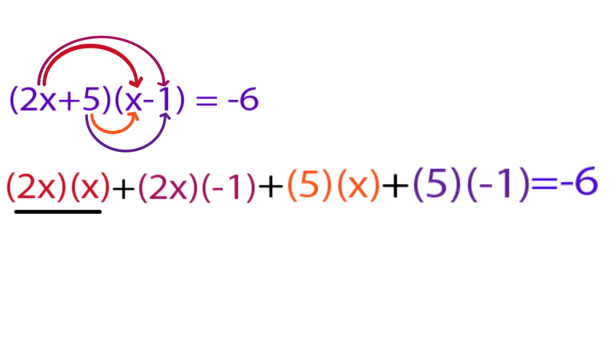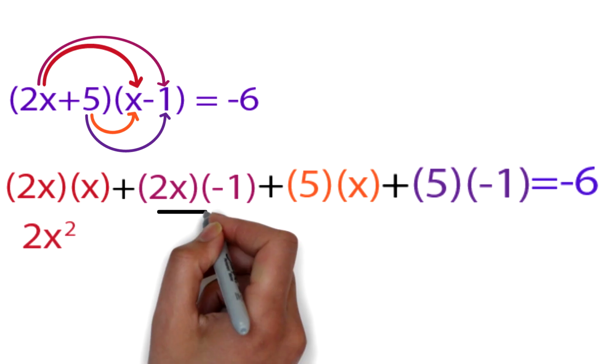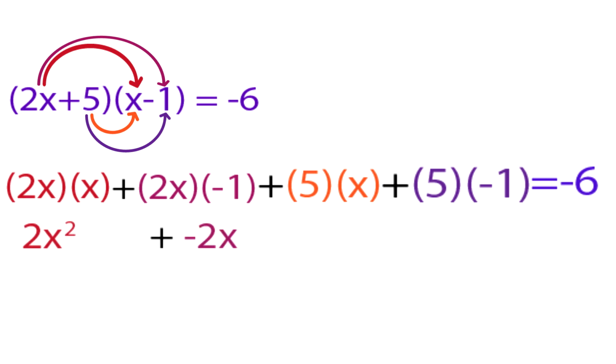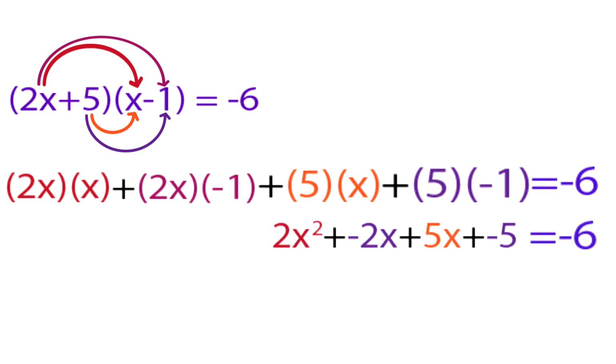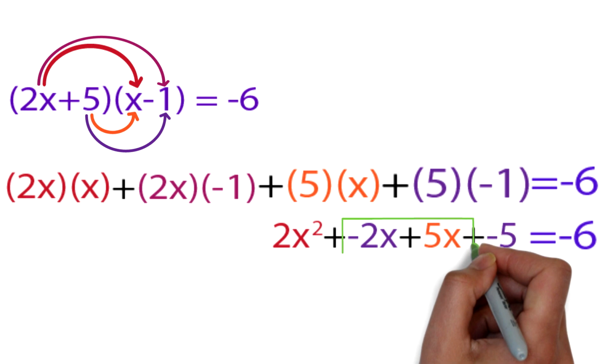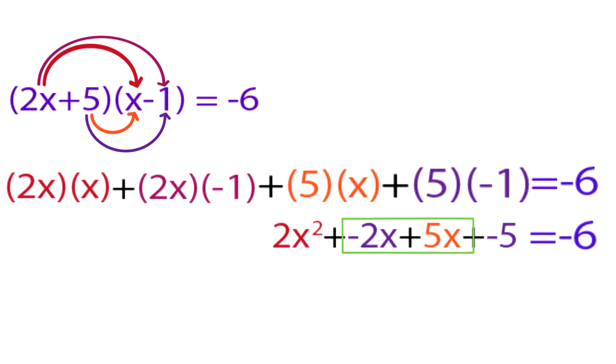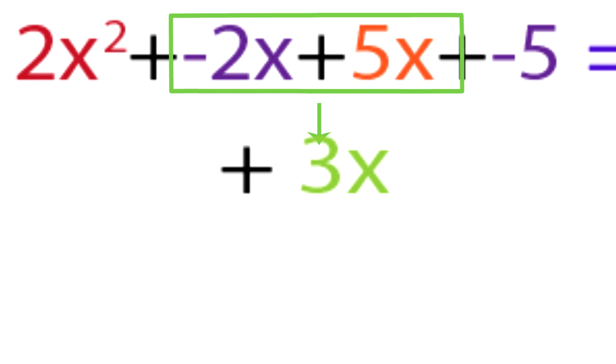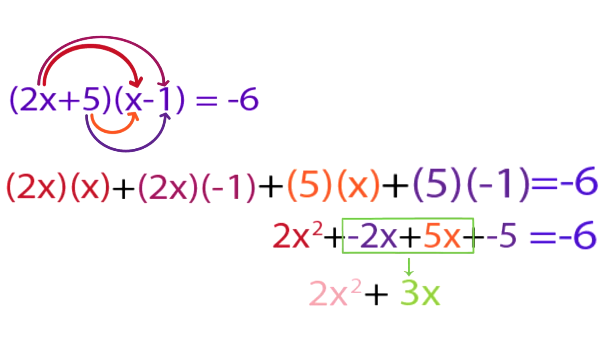2x times x will give us 2x squared. 2x times negative 1 is equal to negative 2x. 5 times x will give us 5x, and 5 times negative 1 is equal to negative 5. So we now have 2x squared plus negative 2x plus 5x plus negative 5 is equal to negative 6. Then we can combine like terms: the negative 2x and positive 5x, which is equal to positive 3x. Now we have 2x squared plus positive 3x plus negative 5 is equal to negative 6.